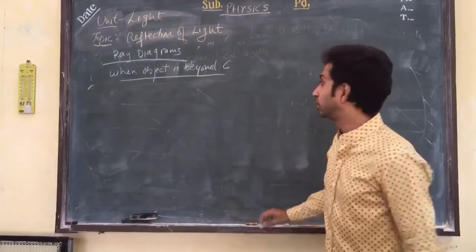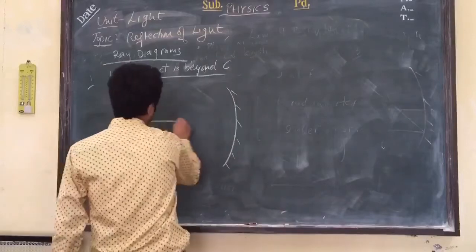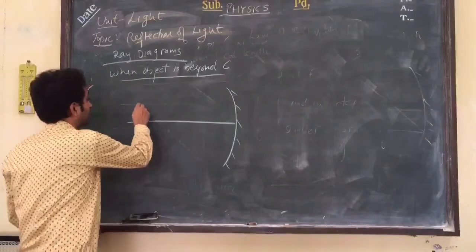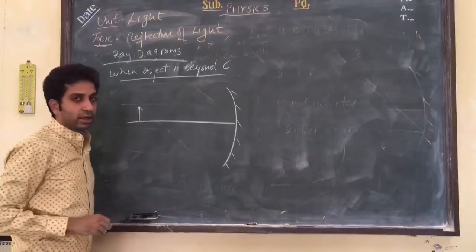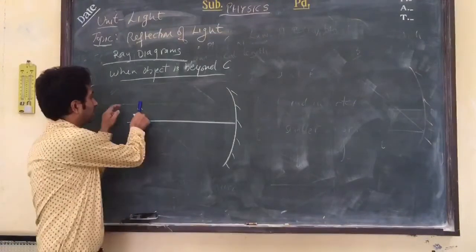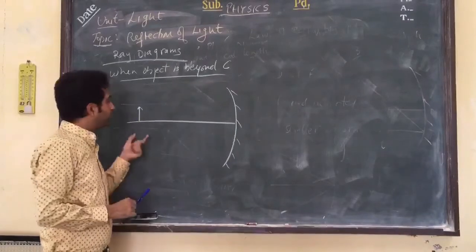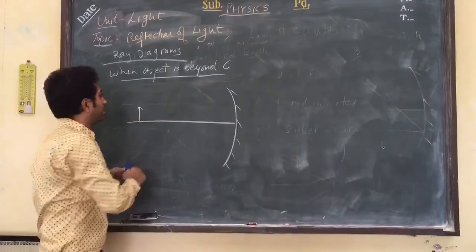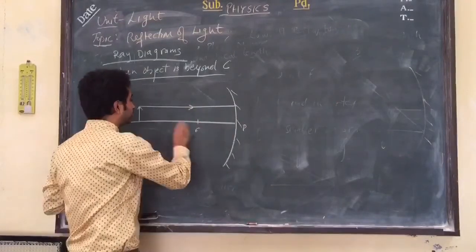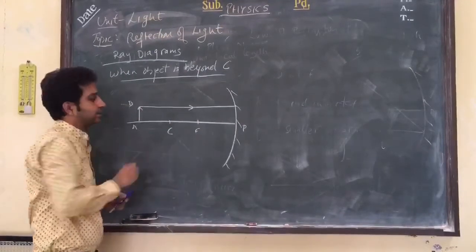Again, draw the concave mirror and principal axis. In this ray diagram we usually represent the object by an arrowhead. This tip is like the top of the object. This is like the object. In the ray diagram, we usually use the arrowhead, right? Again, as per rule, I am assuming a ray parallel. So this is beyond C. We can mark this as AB, the object.